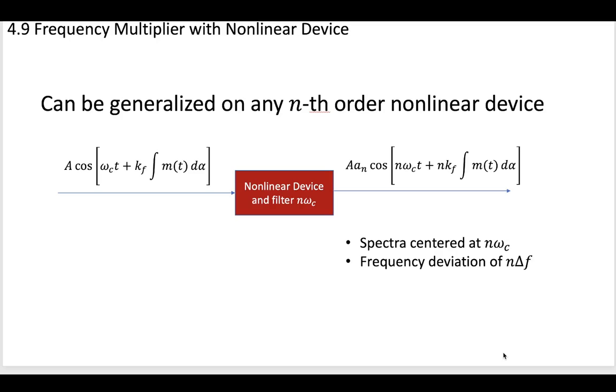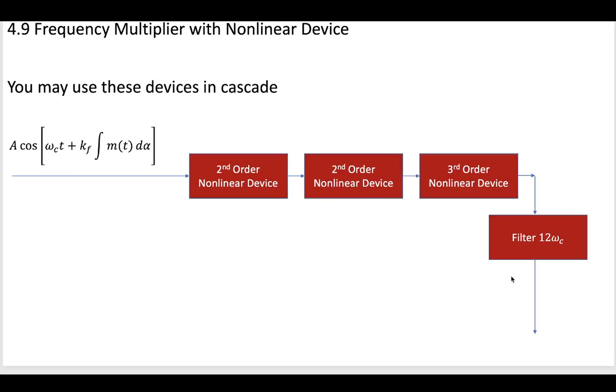So we can generalize this to any nth order nonlinear device. You could have a nonlinear device that works at any n order that you choose. So you go through the nonlinear device and you filter at whatever n times your carrier frequency is desired, and that is going to give us a spectrum that's now centered at your nth order, so 2, 3, 4, etc. And it's also going to increase the deviation by n as well. So you can use the nonlinear device to increase the frequency and also increase the deviation.